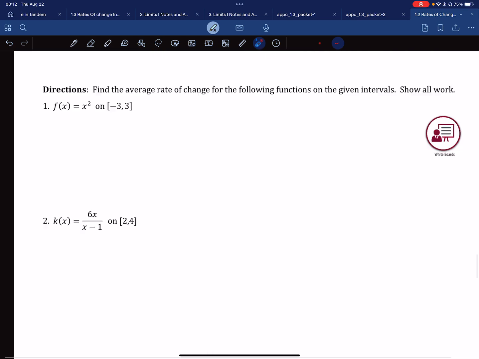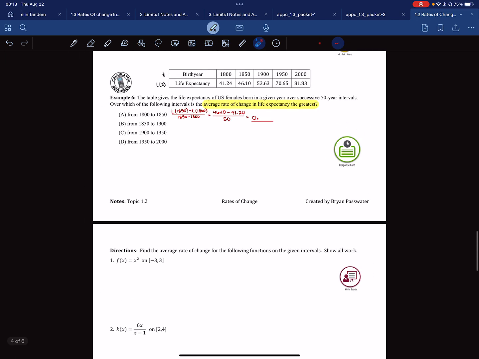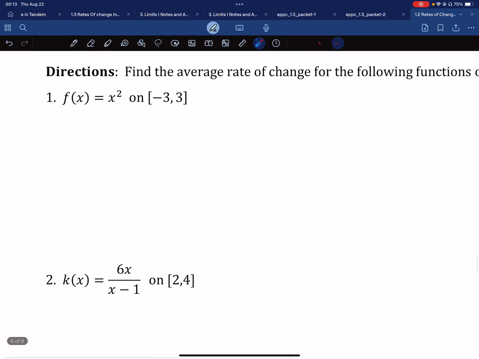Now, I want to go to the next part where it says find the average rates of change for the following functions given the intervals, show all work. This is a no calculator part. Okay, so no calculator on this one. The only one you can use a calculator on is example 6. Okay, but this is the same process.